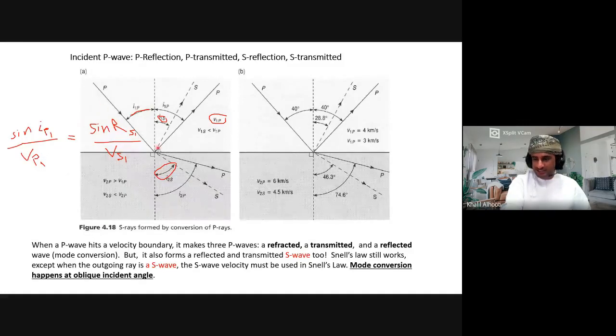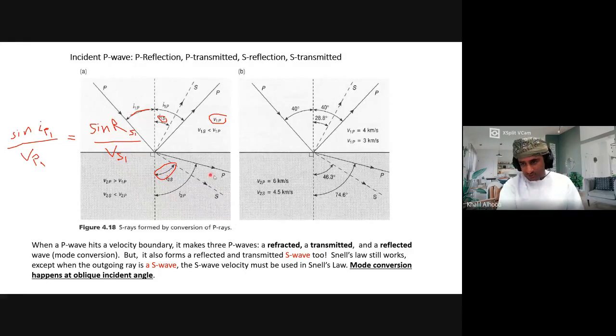So the P wave incident along this interface will generate three waves: a reflected P wave, a transmitted P wave, and also an S wave. The S wave then has its own two modes, a reflected S wave and a refracted S wave. These refractions are normal. But critical refraction happens whenever the refraction angle of the P wave in the second layer is exactly 90 degrees. That's what we call critical refraction.